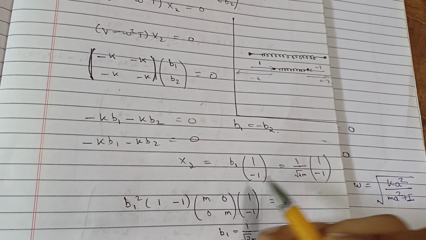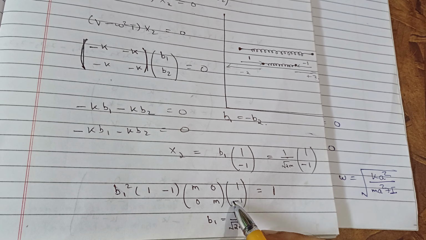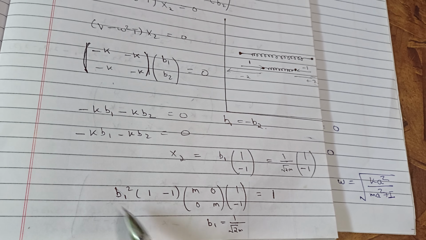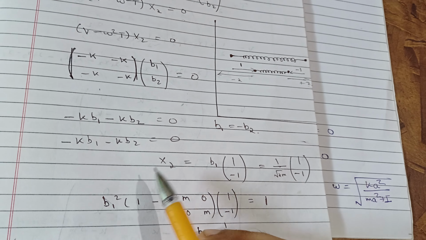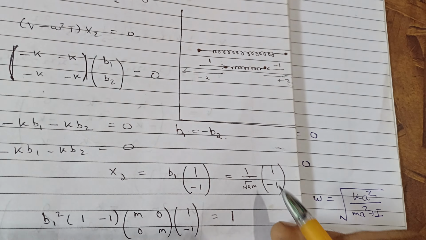Now when you normalize this, same as we did there, again taking the transpose and the kinetic energy matrix, and this will give you 1. So from here b1 will be 1 upon root 2m. So your normal mode corresponding to this frequency will be this.